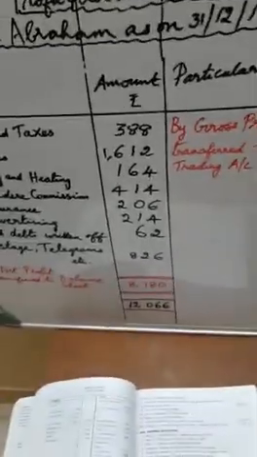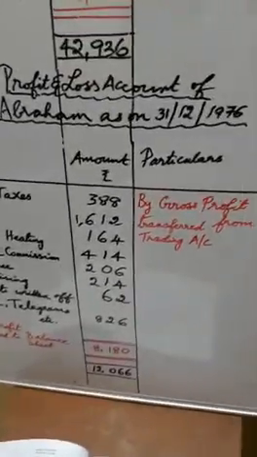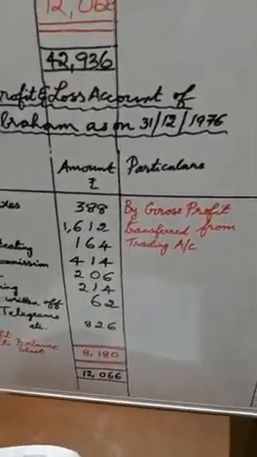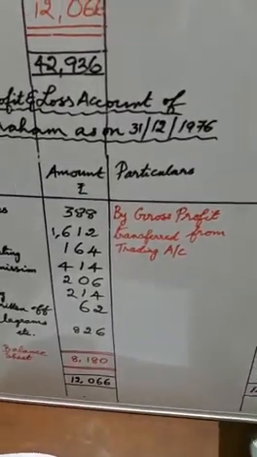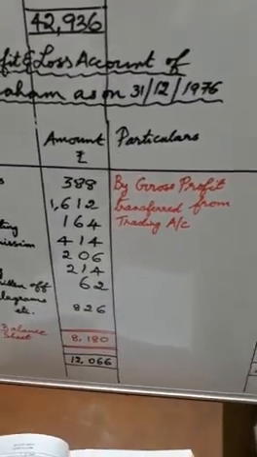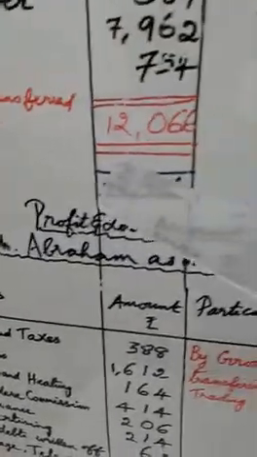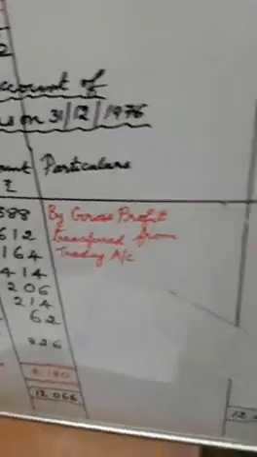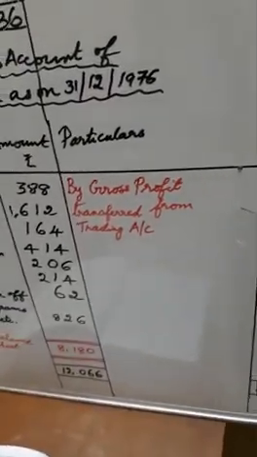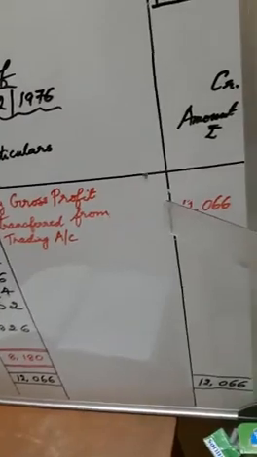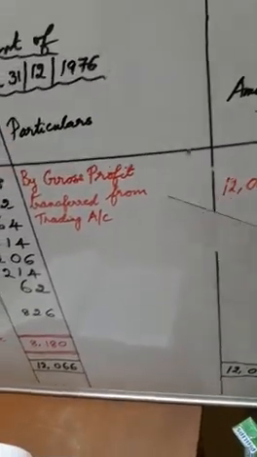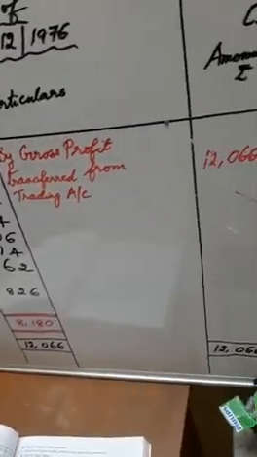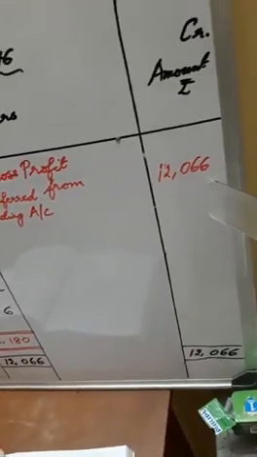As soon as you start this account, the first entry will always be the gross profit, which has to be transferred from the trading account. So the gross profit whatever you got is 12,066. This you have to immediately transfer to the credit side of the profit and loss account. So, by gross profit transferred from trading account, 12,066.